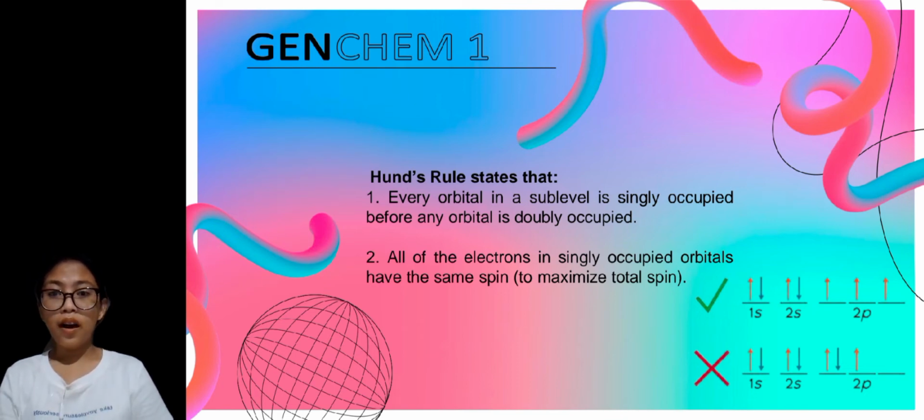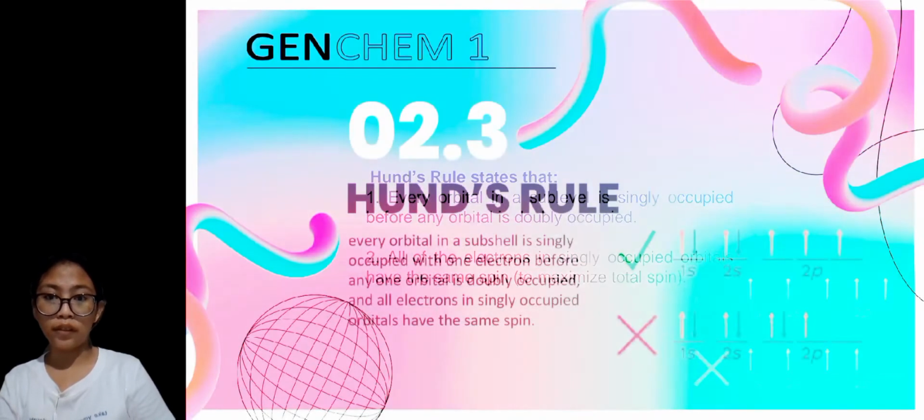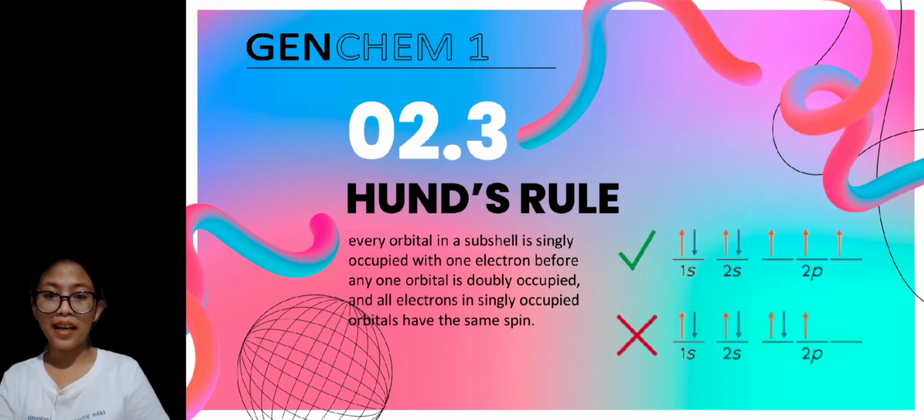Number 2. All of the electrons in singly occupied orbitals have the same spin to maximize total spin. For the second rule, unpaired electrons in singly occupied orbitals have the same spins. Technically speaking, the first electron in the sublevel could be either spin up or spin down. However, once the spin of the first electron in the sublevel is chosen, the spins of all of the other electrons in that sublevel depend on that first spin.